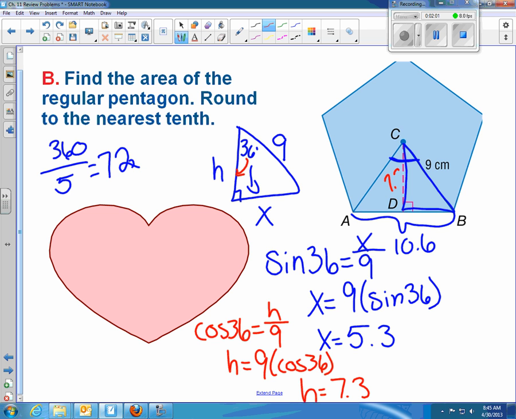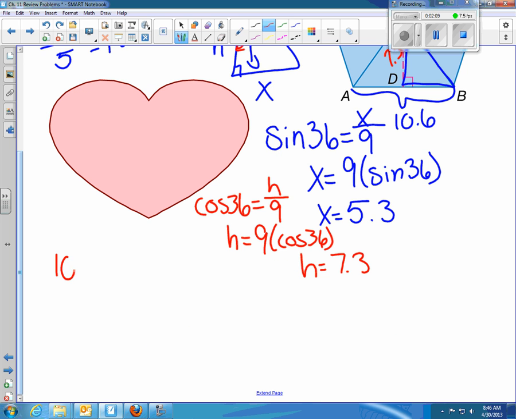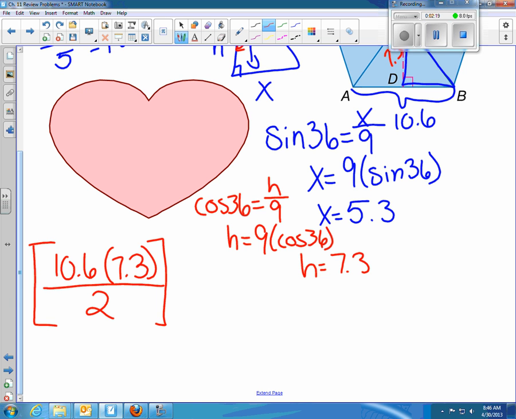So now we have our base and our height for this large triangle here, and let's create a little bit more room here. So we're going to take our base, 10.6, and times it by our height of 7.3, and divide by 2. That finds us the area of one triangle. And now we're going to end up timesing it by 5 because there are 5 triangles. So 10.6 times 7.3, doing this on our calculator, dividing by 2, and then taking that number times 5, we end up with an area of 193.45, and so let's round that to 193.5.